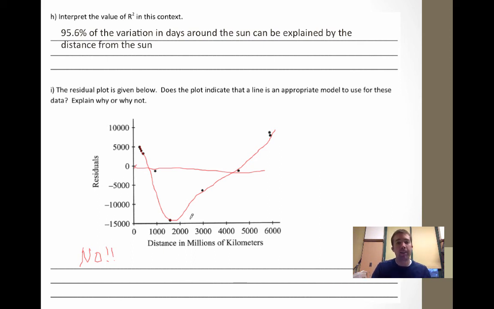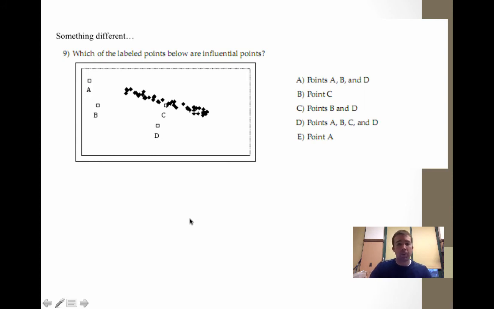And then the last one, number 9. I guess it wasn't J, it was 9. The labeled points below, which ones are influential? Well, C is pretty obviously not, because C is on the line. So then it's a question of A, B, or D. I'm going to warn you right now, Mr. Miller and I really don't like how this question was worded, and on your quiz it'll be a lot clearer.